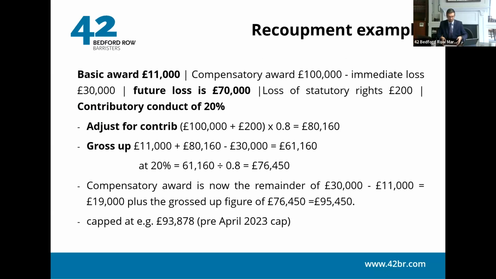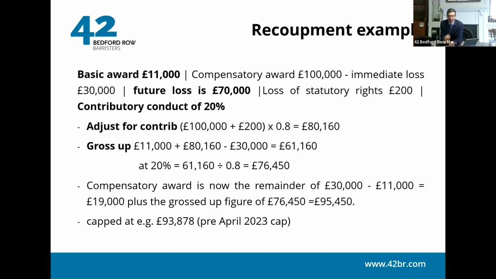Now, I note there's a lot of figures, and it's perhaps a harder thing to follow as an example in a webinar format. It's really just an example to refer back to and to make clear the point I mean about the proportionate shifting when considering recoupment. So here at the top, I've set out the figures I'm considering in this example: £11,000 basic, the compensatory award £100,000, with £30,000 being the immediate loss. I've considered a contributory conduct of 20%.